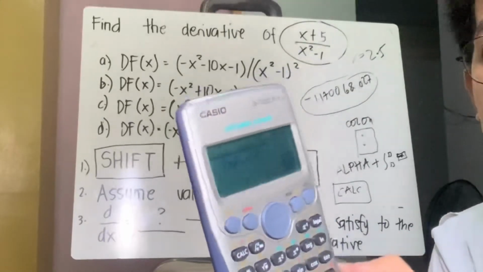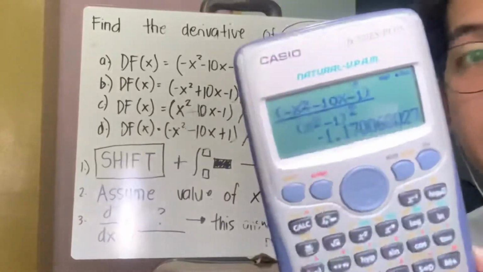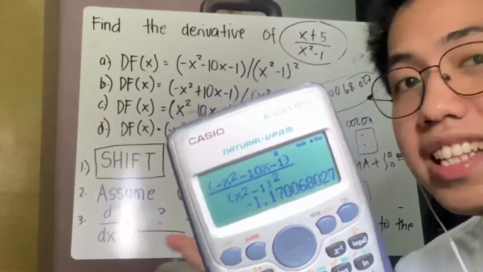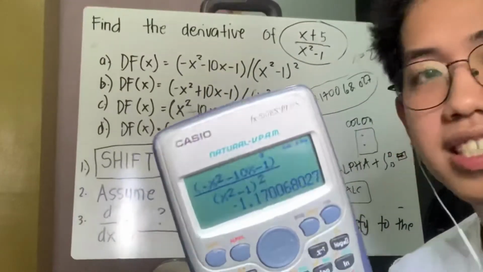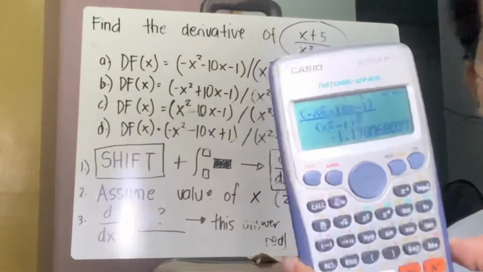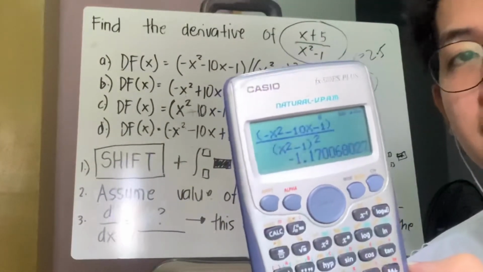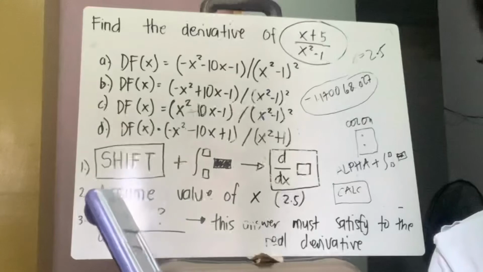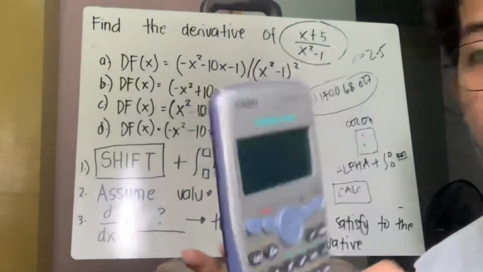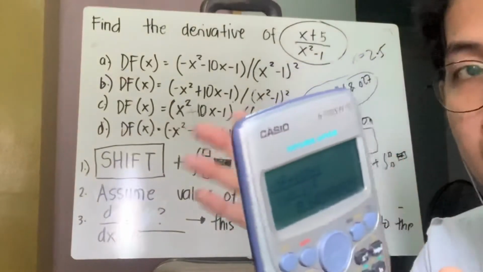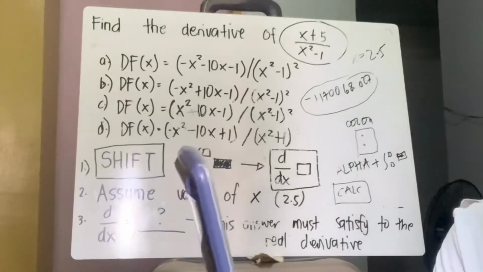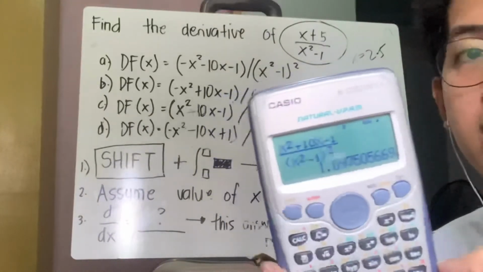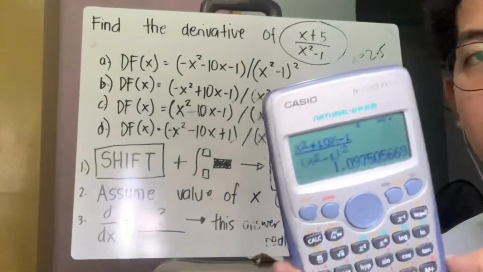So these are the answers. Letter A would be negative 1.1700, which is really similar to our answer here. But first, let us also test the other choices. Our letter B is 0.643999, which is quite far. And our letter C will be positive 1.09, which is really far from the correct answer.